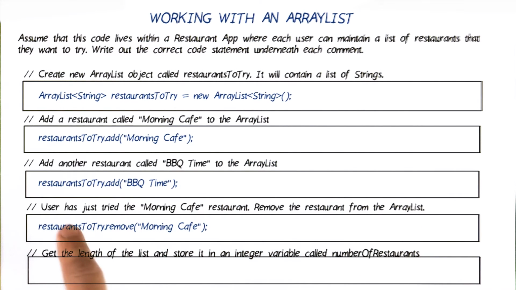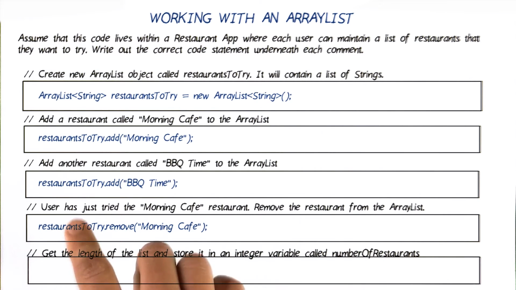So now on to our fourth comment. So the user has just tried our Morning Cafe restaurant, so we want to go ahead and remove it from our ArrayList. So all we need to do is use the restaurantsToTry.remove method and then take in Morning Cafe as its parameter.